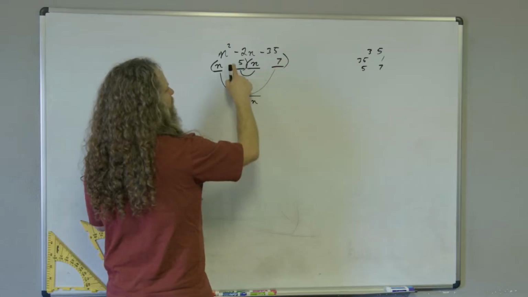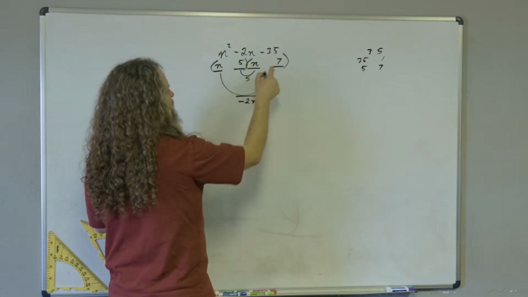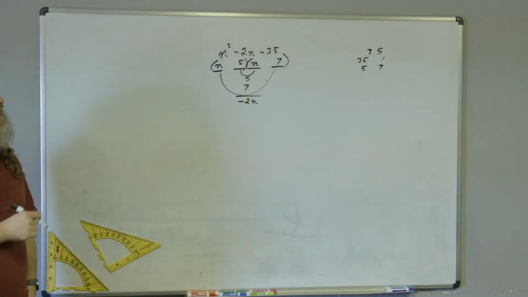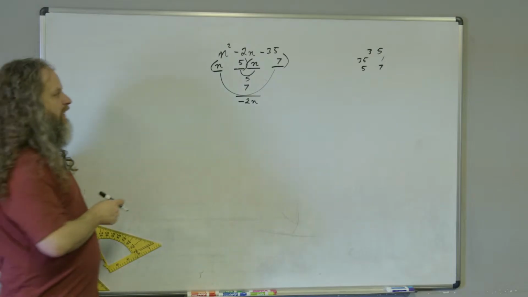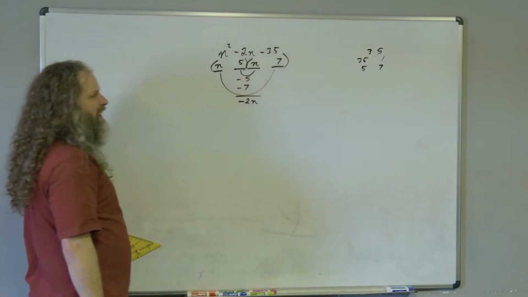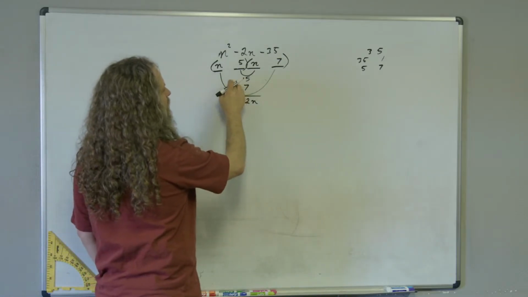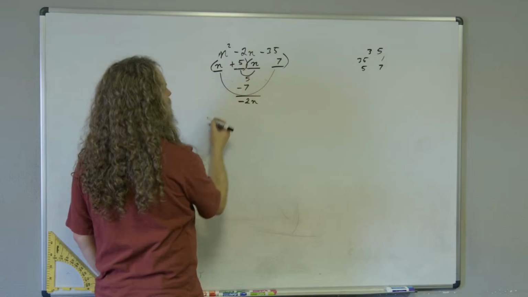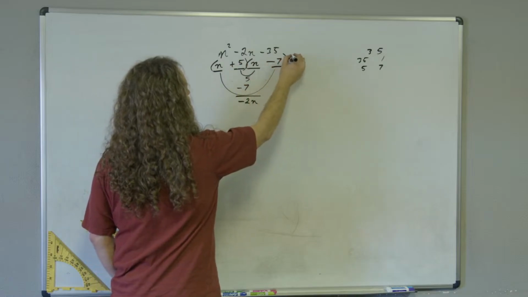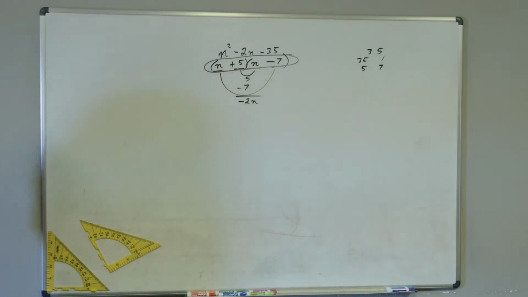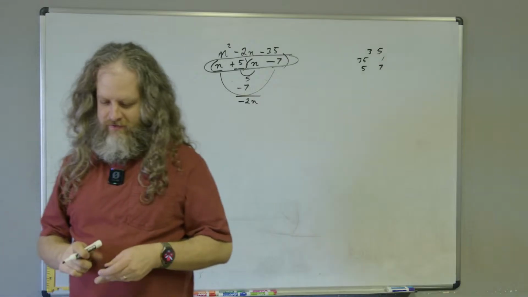5 and 7. 5 times 1 is 5. 1 times 7 is 7. Can we add or subtract those to get a negative 2? Yes. What do the signs need to be? Negative 5 minus 7 is negative 2, is what you're telling me. Plus 5 minus 7. We're going to follow our nose and put a plus, and our mouth and put a minus. This factors into that. Okay, let's do another one of those.